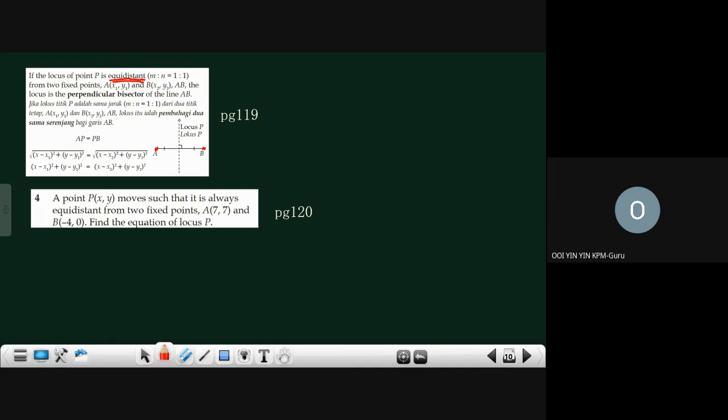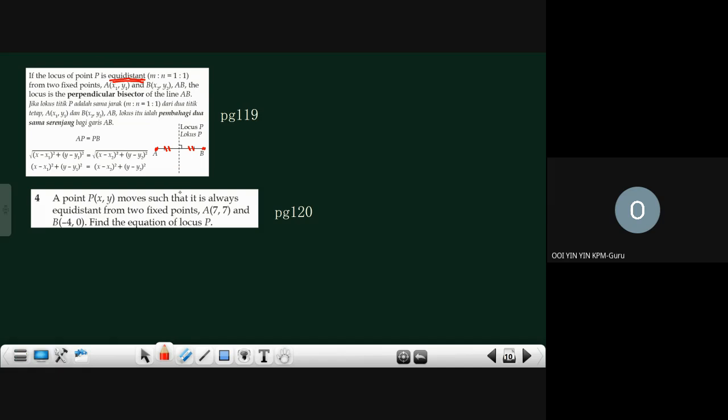Your locus will go in the middle here. Then your distance from A to P and your P to B will be the same like this. And as you can see your locus here, what shape is the locus? Is it a circle? No, right? It's a straight line.